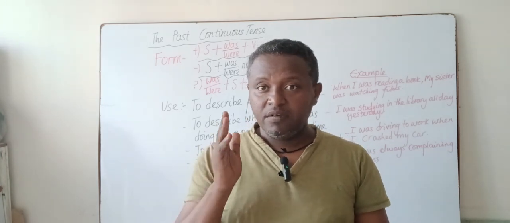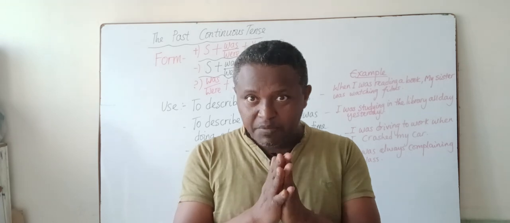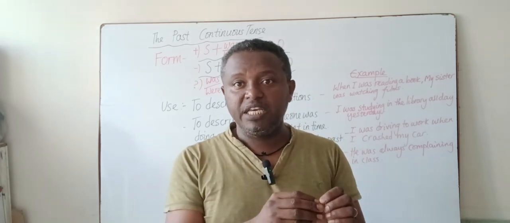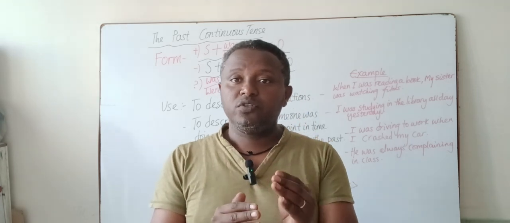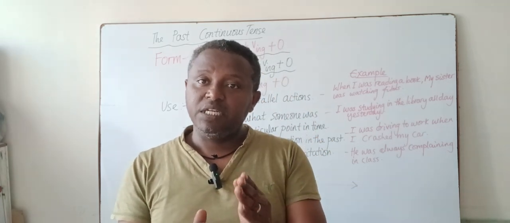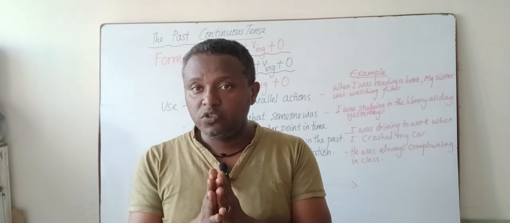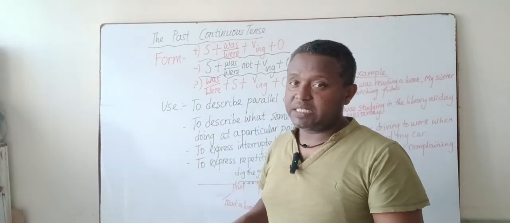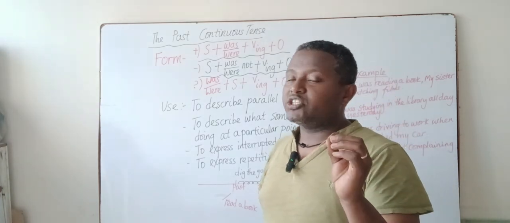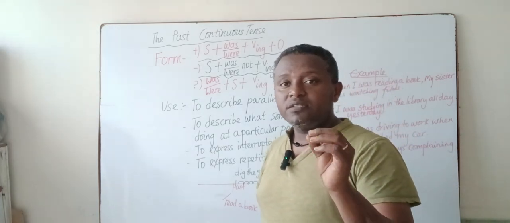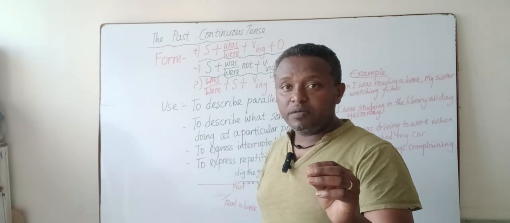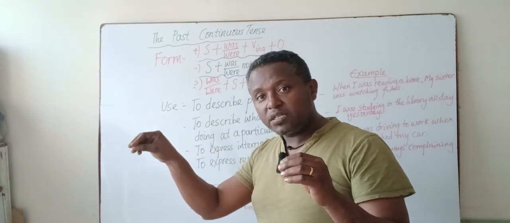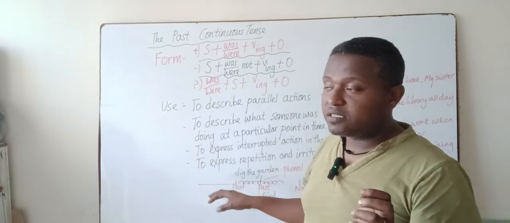Okay, that ringing of the phone interrupted my process or my action of studying for a while. So when you want to talk about an interruption in a certain action in the past, you use the past continuous tense and you put it in relation to the past simple, because that short action takes a past simple verb, and the longer action that was in progress takes a past continuous structure.